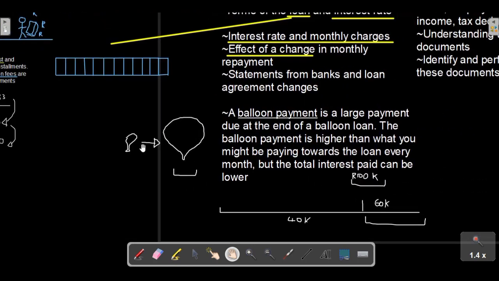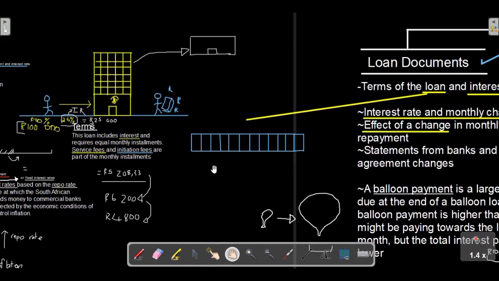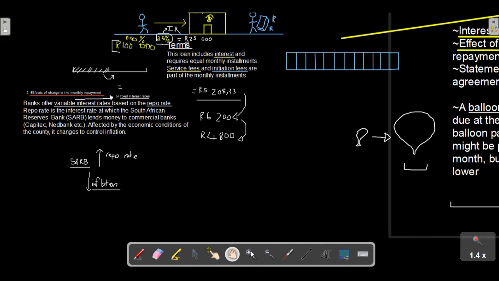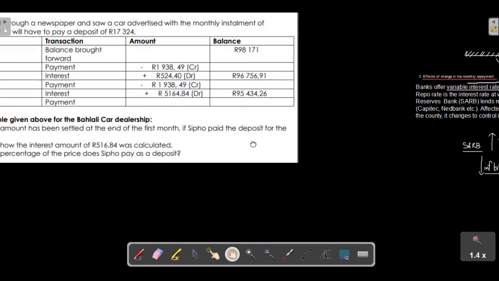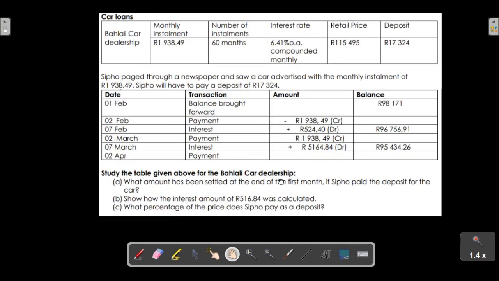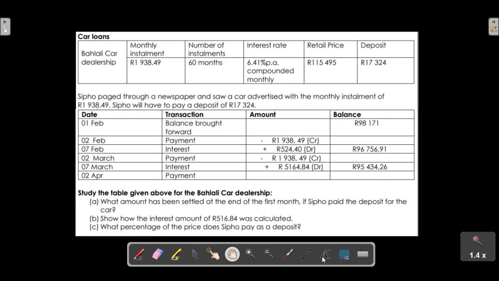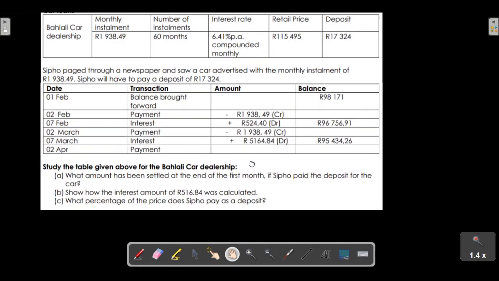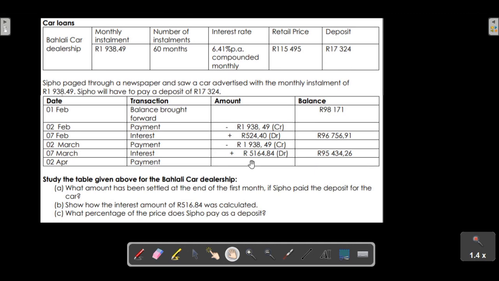So let's look at a couple of examples, guys. I don't like to talk a lot. We should be doing activities. So let's take a look at these. We have 3 activities here. I'll scroll down to other ones when we are done with this.